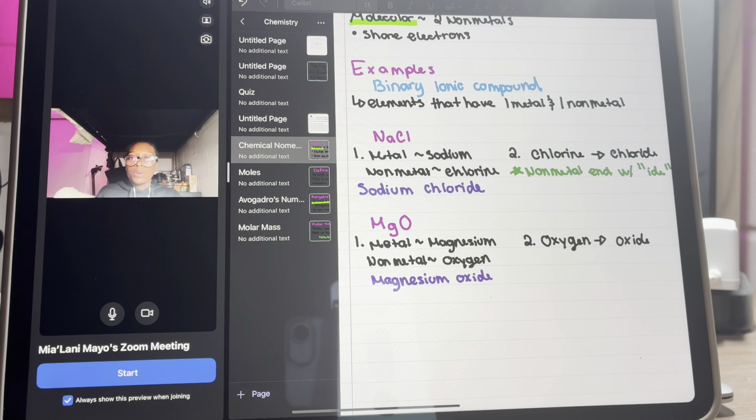My second example is MgO. The metal is magnesium and the nonmetal is oxygen. So the oxygen would change to "ide," giving you magnesium oxide.